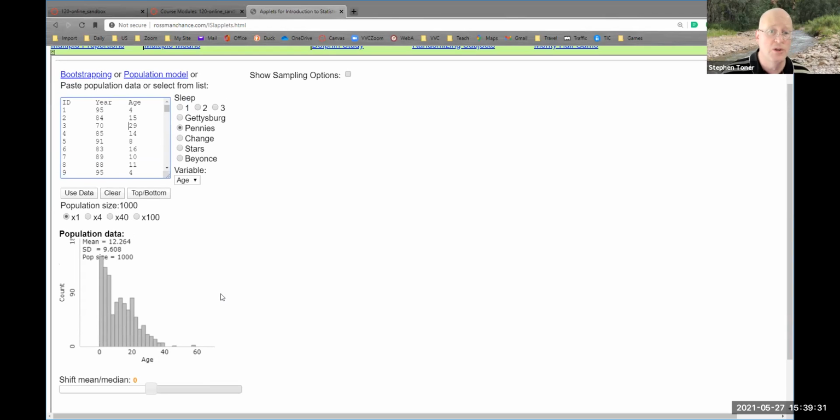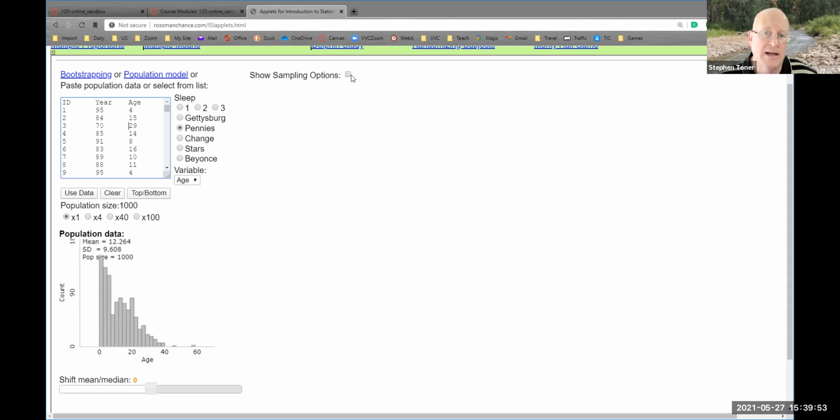Now, can we use the normal CDF curve to calculate probabilities on a curve that's not normally distributed? Well, the answer is no, you can't. You need a normal curve to use normal CDF. And this is the population of all 1,000 pennies.